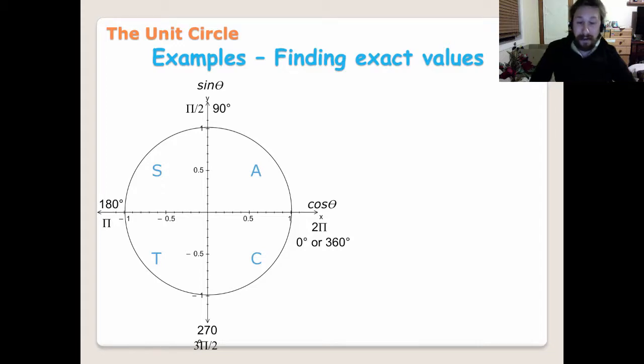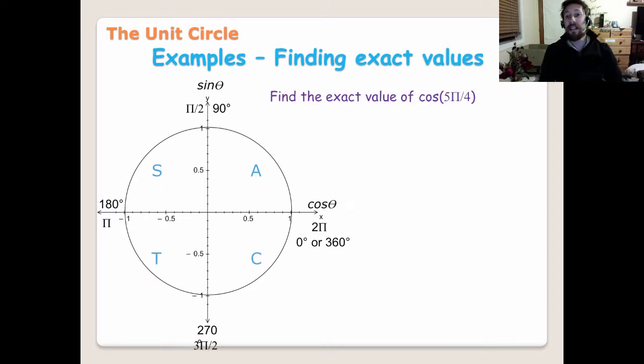Why, hello there again. Now, we're going to have a look at how to work with the special triangles and finding exact values within the unit circle, but now what we're going to do is we're going to work with radians. So, let's check it out. Now, this one says find the exact value of cos of 5 pi on 4.